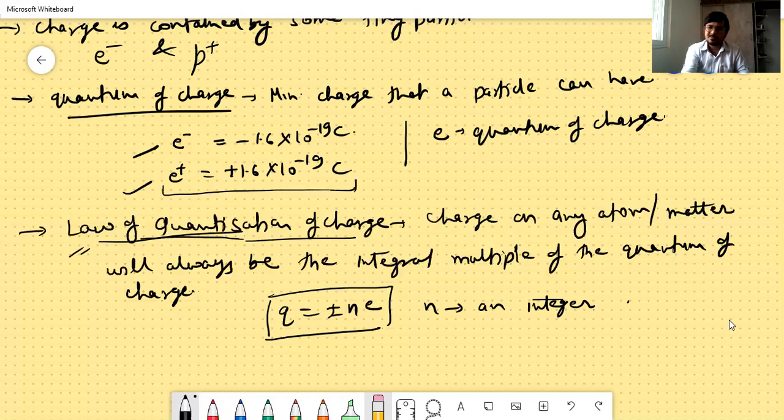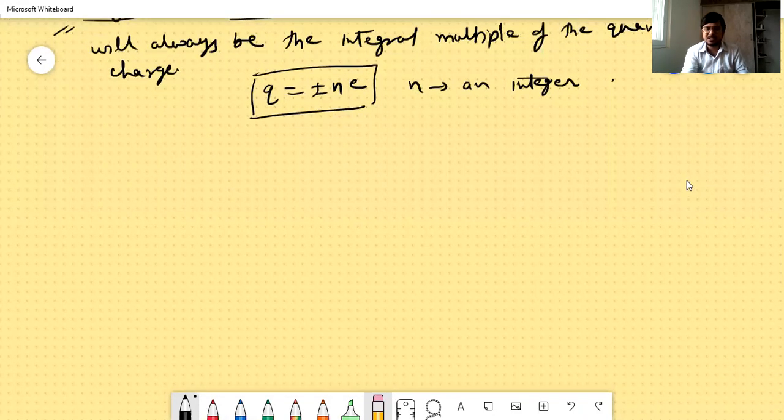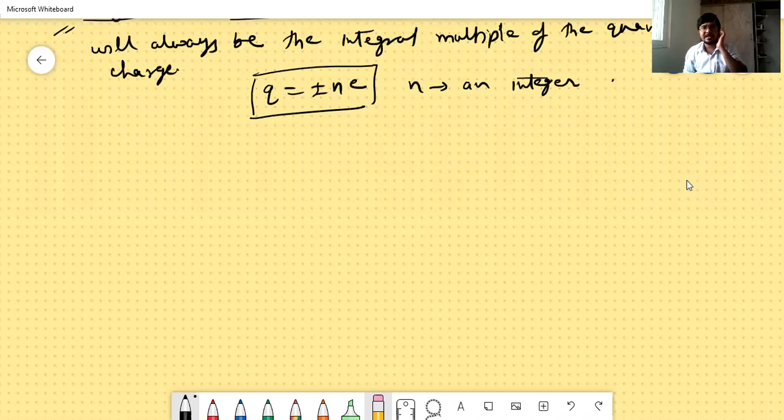Now there are some methods of charging like rubbing, conduction, induction. You can find it in any standard book. If you just give it a reading, you will be able to understand. So I am not going to those parts. Now I am directly jumping to Coulomb's law.